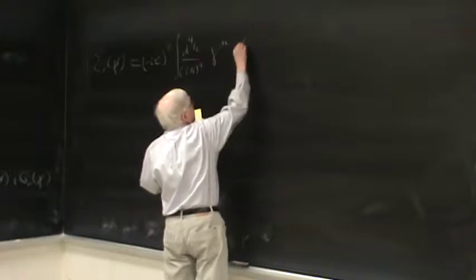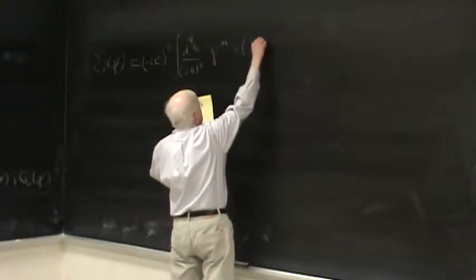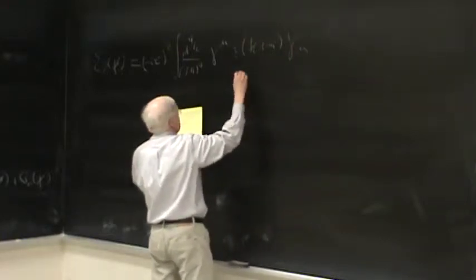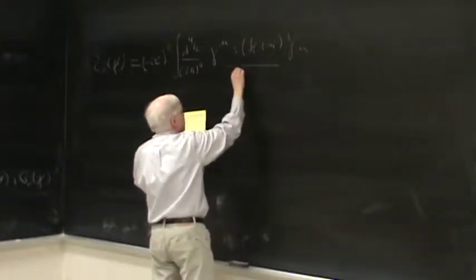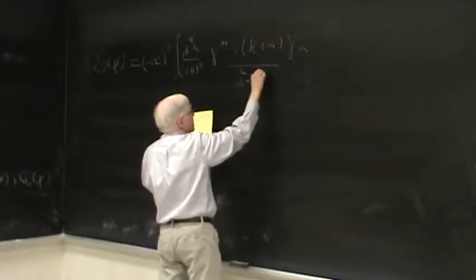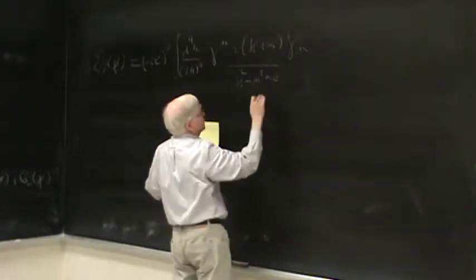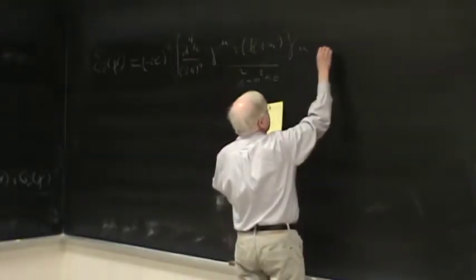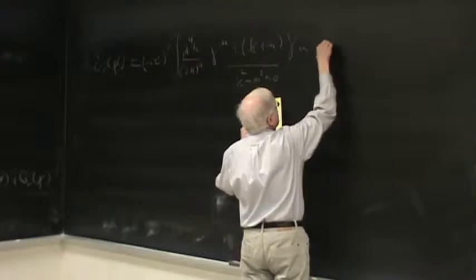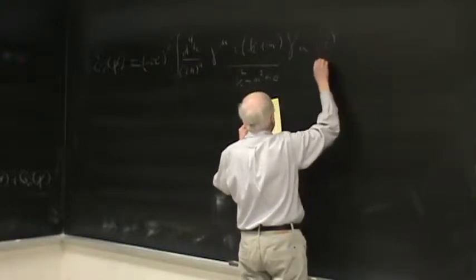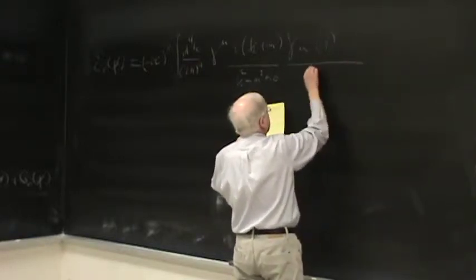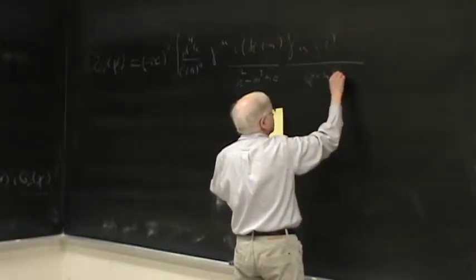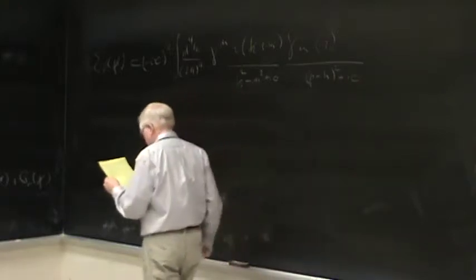This is then i (k slash plus m) gamma lower mu over k squared minus m squared plus i epsilon. So this is the electron propagator, the electron-positron propagator, the fermion propagator. Then the photon one that comes along is minus i over (p minus k) squared plus i epsilon. Okay.